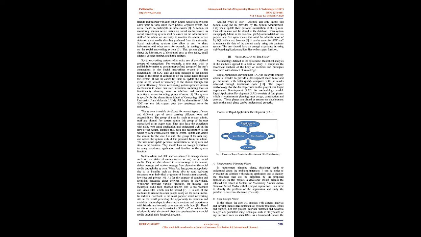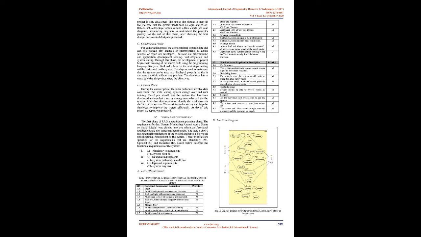Users utilize social networking systems because social networking systems allow them to create connections with friends and interact with each other. Social networking systems allow users to view other users' profiles, organize events, and invite friends to participate in those events. A system for monitoring alumni active status on social media, known as a social networking system, shall be easier for the administrative staff of the school or university to monitor the alumni active status on social media after they graduated from the university. Social networking systems also allow a user to share information with other users, for example, by posting content on the social networking system.